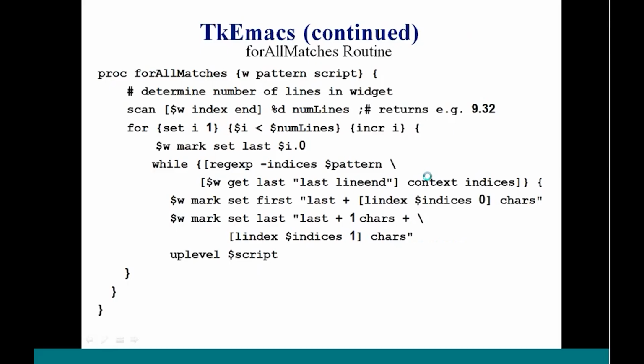So we come to TK Emacs, basically the for all matches routine. Here we see that for all matches, we give a pattern and a script with the W option. First, we determine the number of lines in the widget, which is scan in W through end, and if you count the number of lines, it has some value. Then for every line, we increment the line, and using a regular expression we find what is there, and then we generate that as a mark set command, pass it down and move on.